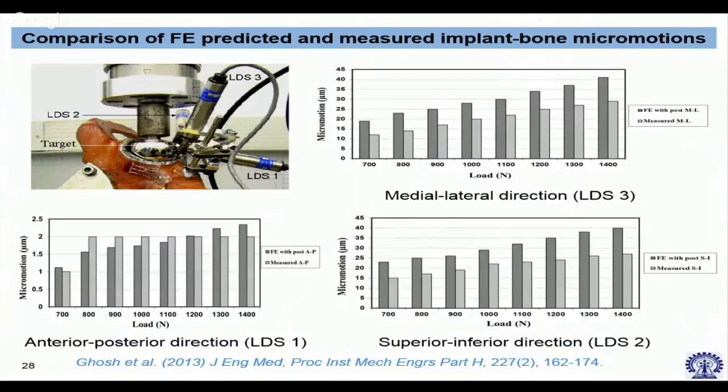We have also compared the linear displacement sensors, the FE model predicted, and the actual measurements. And you can see very high correlations between these two.